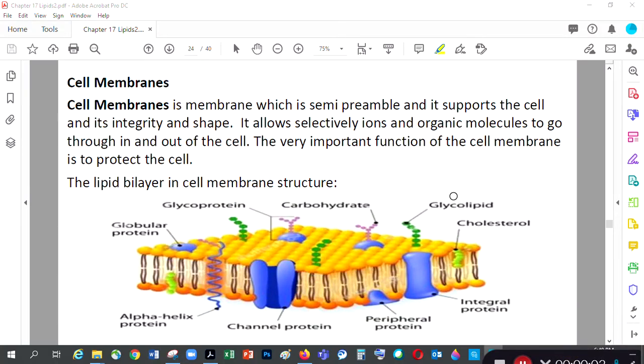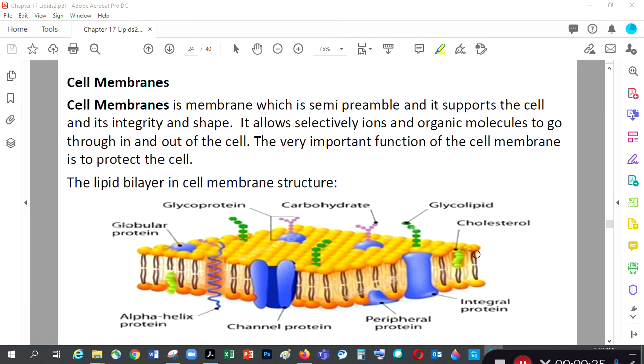Yeah, let's start with the second part of module 17, lipids. We'll talk first about the cell membranes. Cell membranes are semi-permeable, and they support the cell and its integrity and shape. They selectively allow ions and organic molecules to go in and out of the cell. A very important function of the cell membrane is to protect the cell.